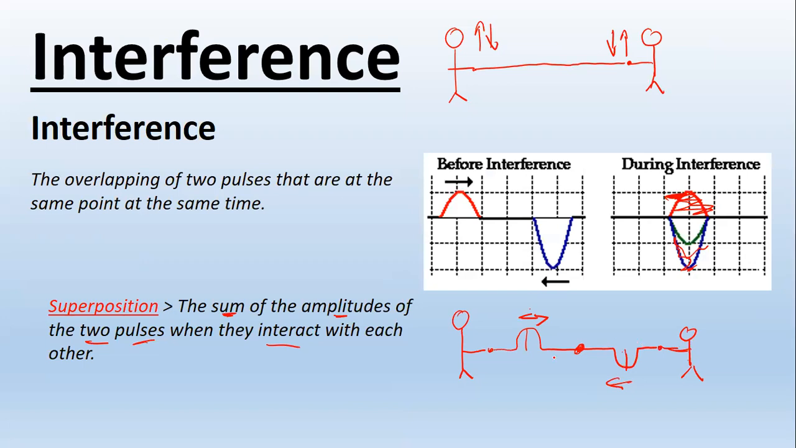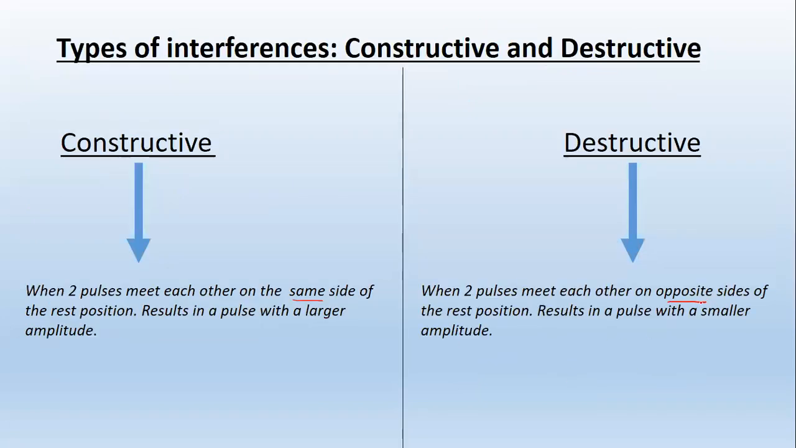It's destructive because this pulse, remember, this is a rest position, right? This pulse is on that side of the rest position, and this pulse is below the rest position. So they're going to meet each other at this point. Now, this type of interference is called destructive interference because they are on opposite sides of the rest position, which is what we have just read over here.